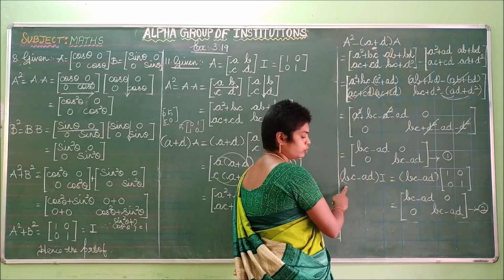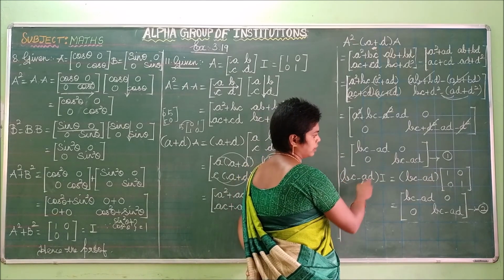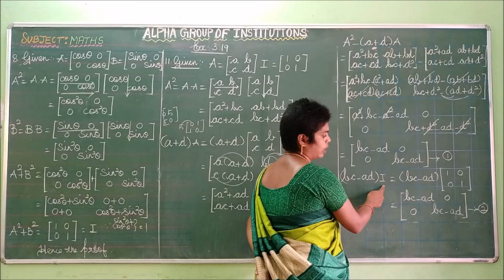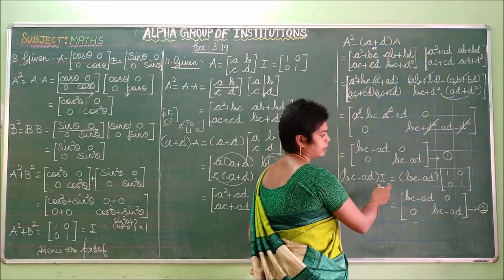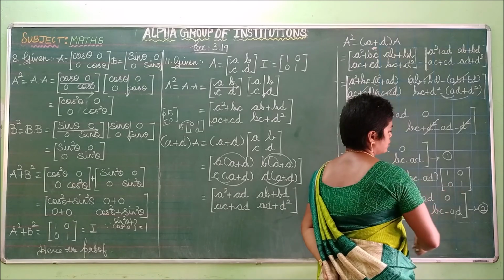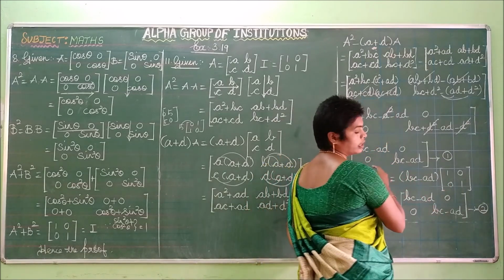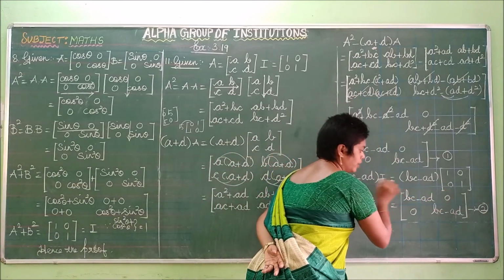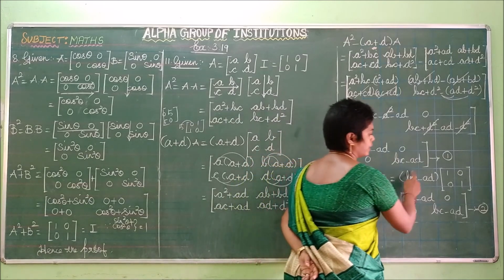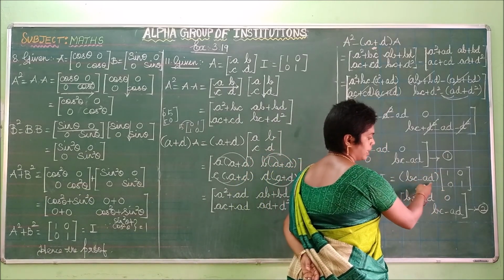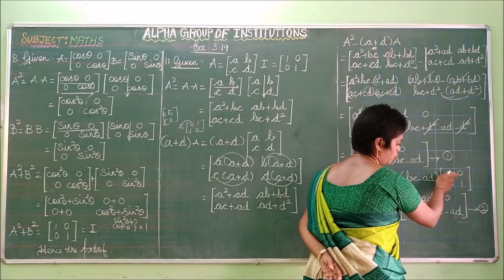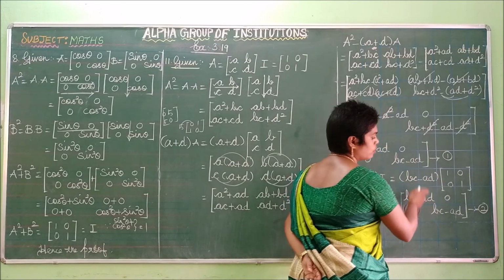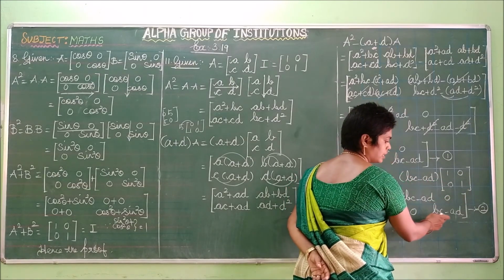That is our LHS. Now you have to find the other value, the RHS: (bc minus ad) into I. Our identity matrix is [1 0; 0 1]. Because A is of order 2 cross 2, all the matrices are of order 2 cross 2, so you take the 2 cross 2 identity, which is given as I2. You multiply each and every term with bc minus ad: bc minus ad into 1, bc minus ad into 0 is 0, bc minus ad into 0 is 0, then bc minus ad into 1 is bc minus ad.